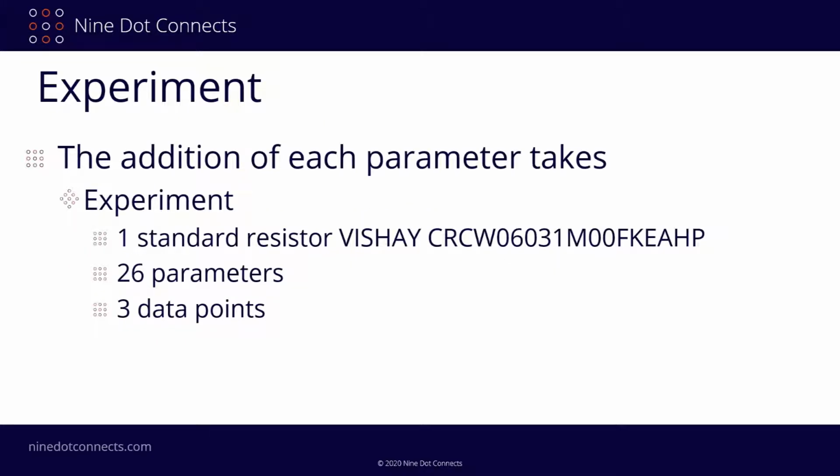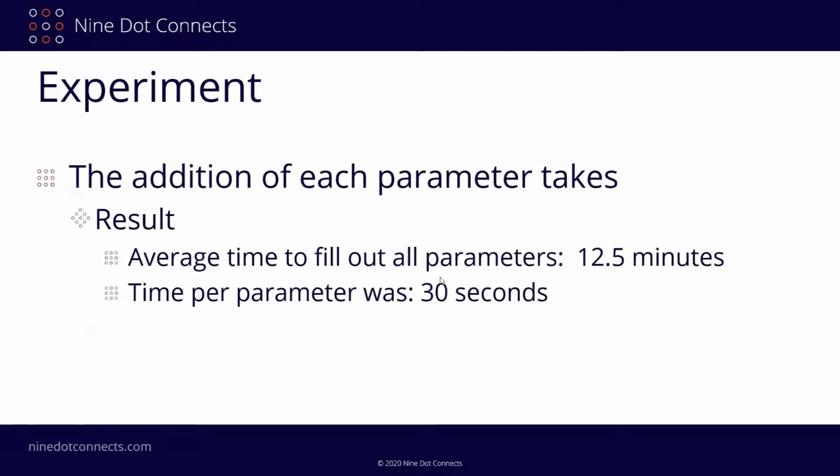Now, just to throw something at you, I wanted to see how long it took to do some parameters, so I did a little experiment. I asked 2 of my other colleagues, so I have a total of 3 data points. I took a standard resistor, an 0603, a 1 meg ohm resistor, and I dug out 26 parameters that we had to fill in. Two volunteered, and of course I needed to do it for this webinar, so there were 3 of us who filled this out, and I wanted to see how long it was going to take. All right, so what were the results?